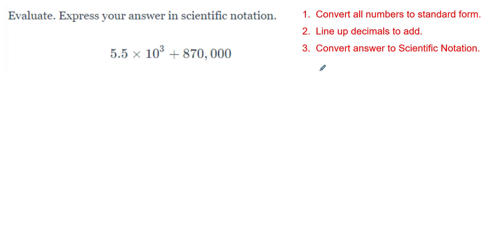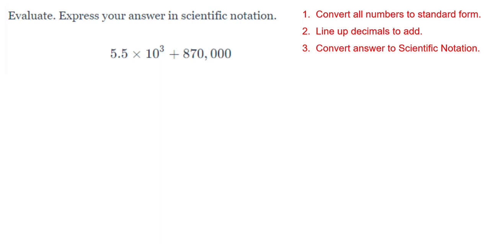Question 5 and 6. First 5. 5.5 times 10 to the power of 3 plus 870,000. Step number 1, convert all numbers to standard form or standard notation. So this is nice. We already did that one for you.